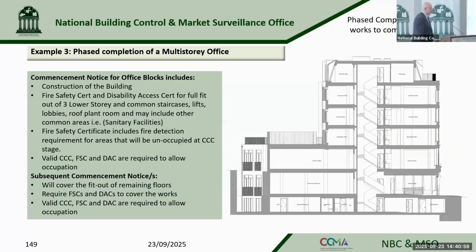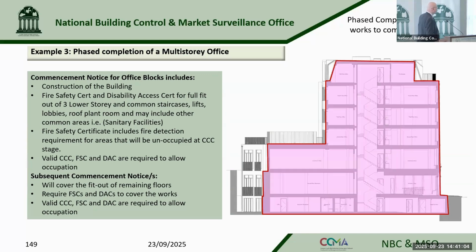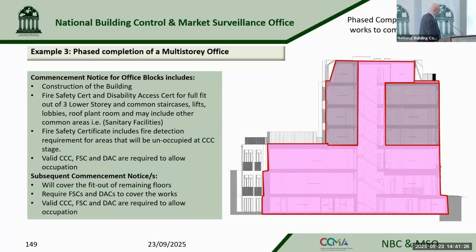So if we look at that, we have the building itself. So the construction of the building is under the CN. So that's the building we're building. The fire cert only shows that these areas are to be fitted out and occupied, and that the fire cert and the DAC relate to those areas. And the plant room at the top as well would be required to be included in that just as a common area. And then the other areas of the building would be left with the required fire detection system and fire separation from other parts of the building to allow for the fit out of them at a later date.